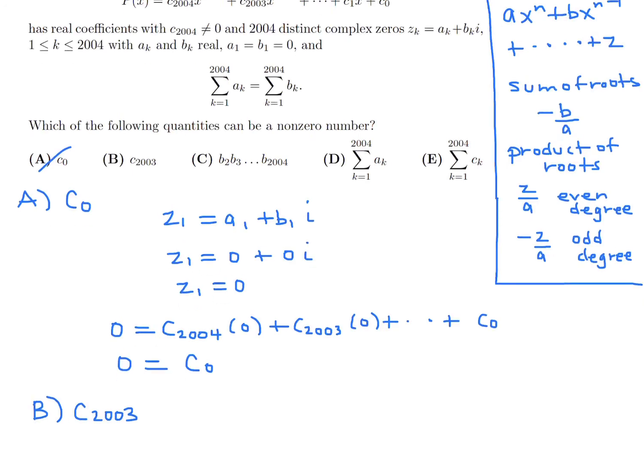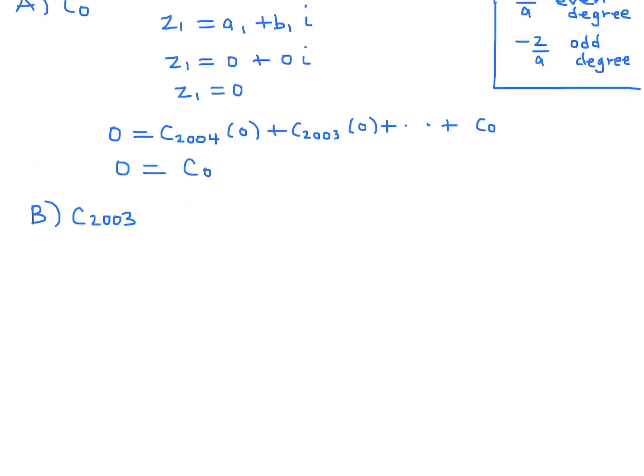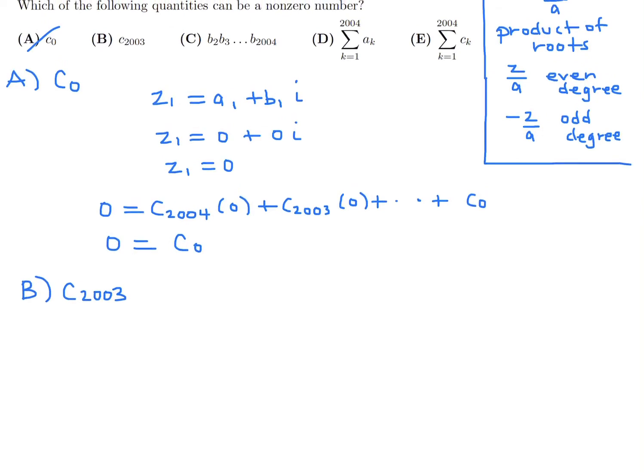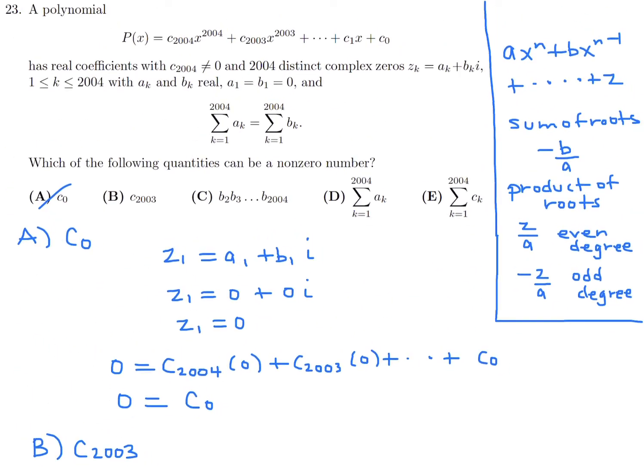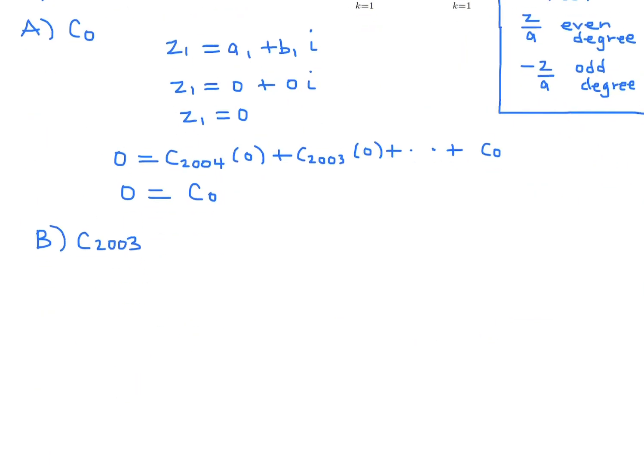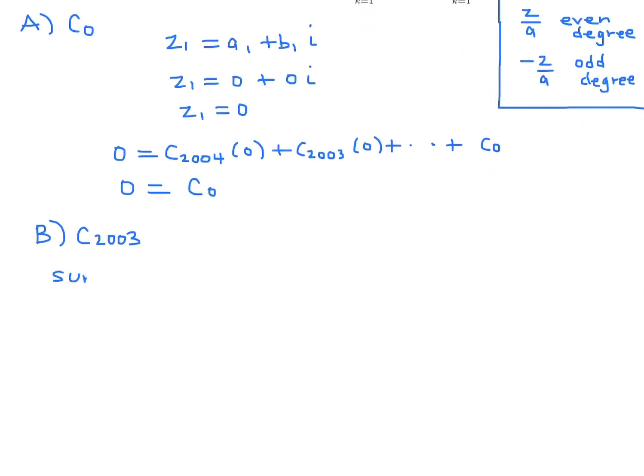Okay, so C 2003, this is where we're going to use the sum of the roots. Sum of the roots is minus b over a, correct? Well, our b here is C 2003 and our a is C 2004. So minus b over a will be minus C 2003 over C 2004. So the sum of our roots is going to be minus C 2003 over C 2004.